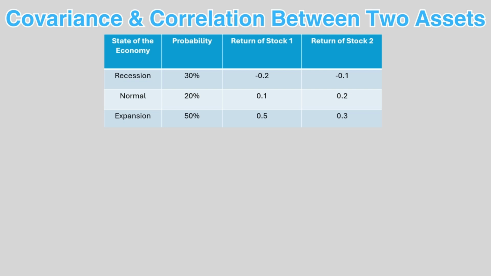Today we're going to be looking at an example where we calculate the covariance and correlation between two assets. In this case, it's going to be two stocks here, and we're given stock 1 and stock 2, and we're also given their return estimates based on different states of the economy.